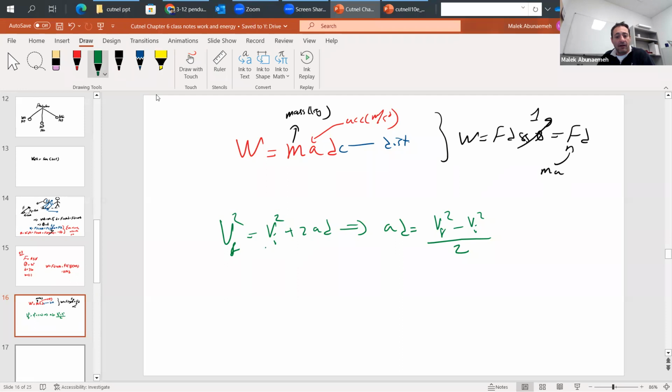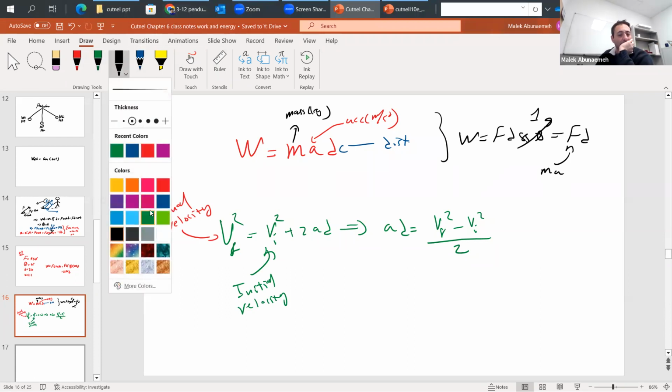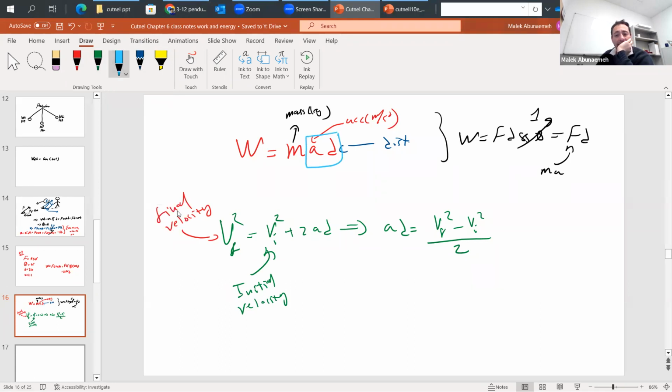Let me go ahead and label these as initial velocity, and I'm going to label this as your final velocity. Okay, well, what a coincidence. Over here we have an AD, and over there we developed what AD is. So we can actually take this one and plug it back in there.